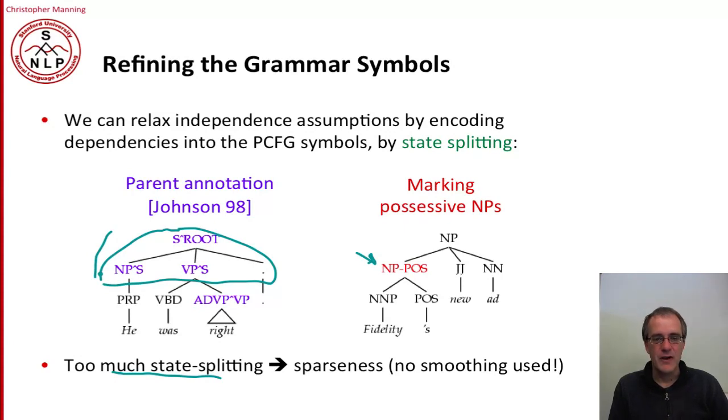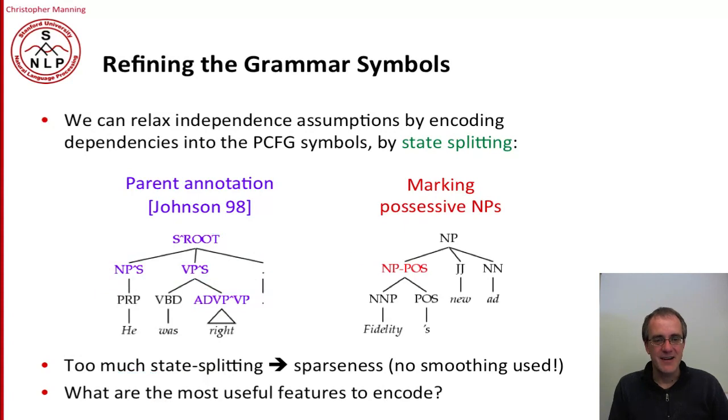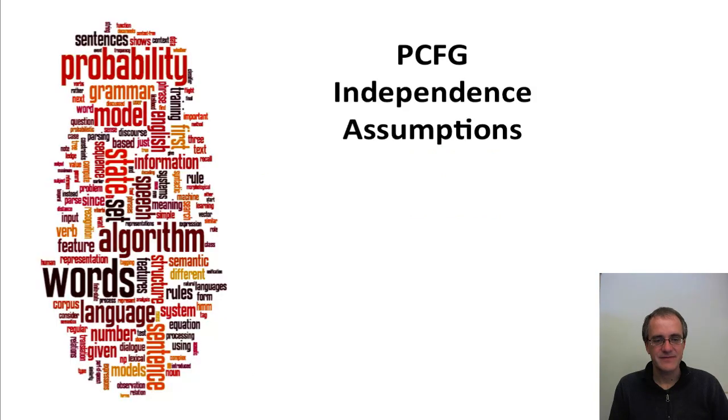And so what we're going to look at is, well, which ways of splitting categories are most useful for capturing the probabilistic dependence that's needed to do a good job in PCFG parsing. Okay, I hope that gives you a more concrete sense about PCFG independence assumptions and how they can hurt you, but also how to solve them.